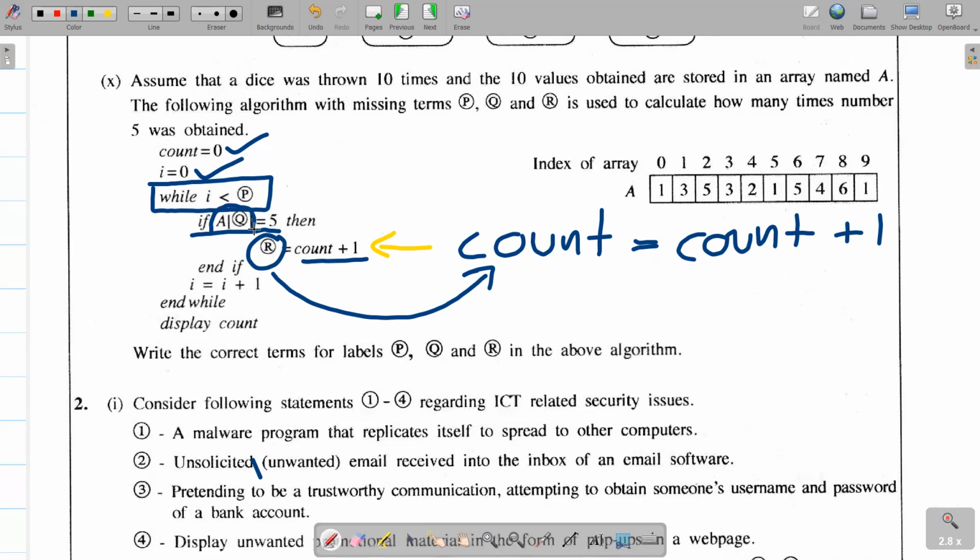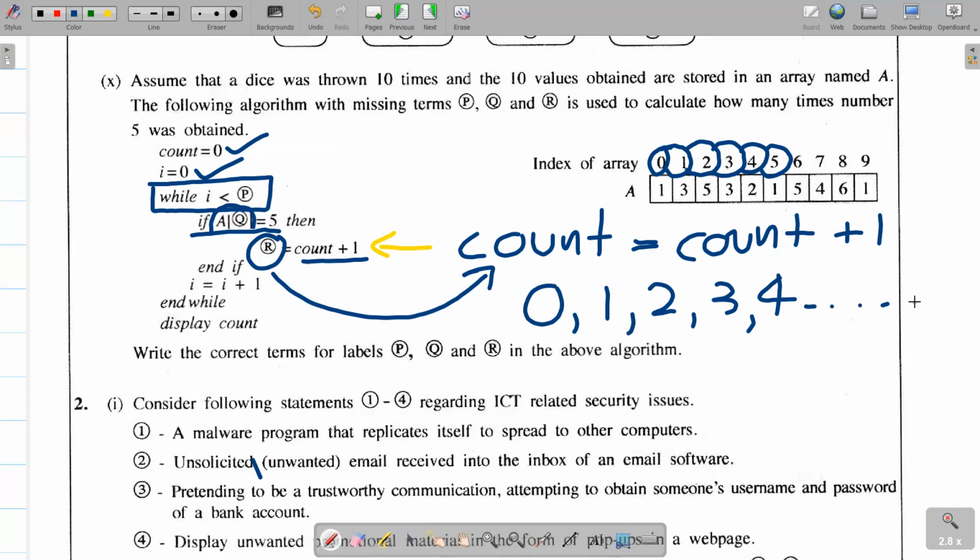we have to start comparing the components of the array from the 0th index. We should compare the 0th index with 5. We have to compare then the first index with 5, then the second index with 5, then the third one, then the fourth one, likewise. That means Q should be something that increases, starting from 0 and increasing as 1, 2, 3, 4, likewise.